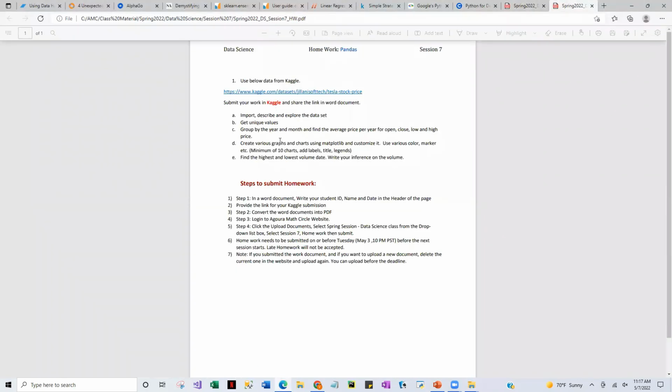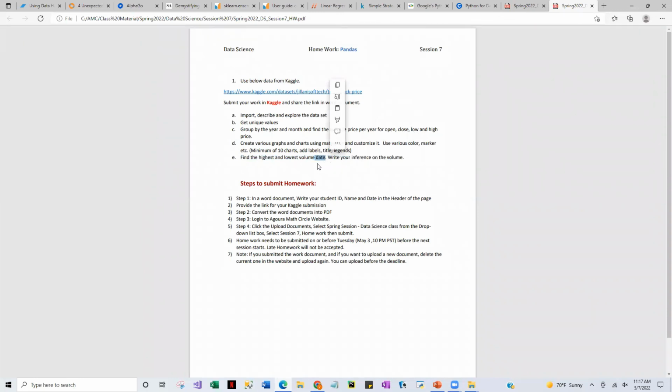Okay. So you all did this, get unique values, and you were able to get a group by year, month, and average price. You were able to do that. But nobody answered this question correctly. You're supposed to get the date. I have seen you submitted the highest and the lowest value, but I don't see the date. That is the one thing missing.